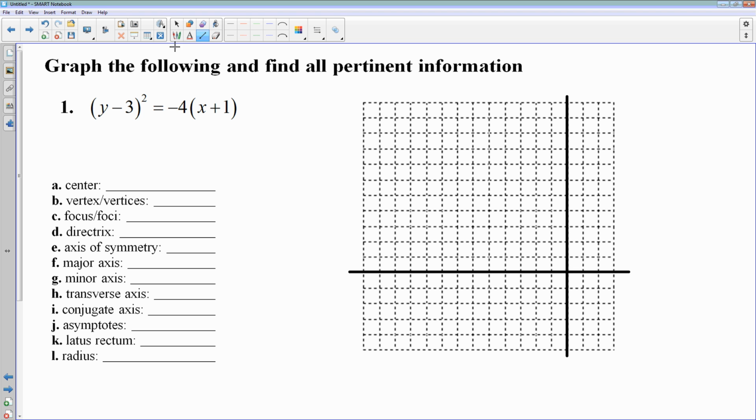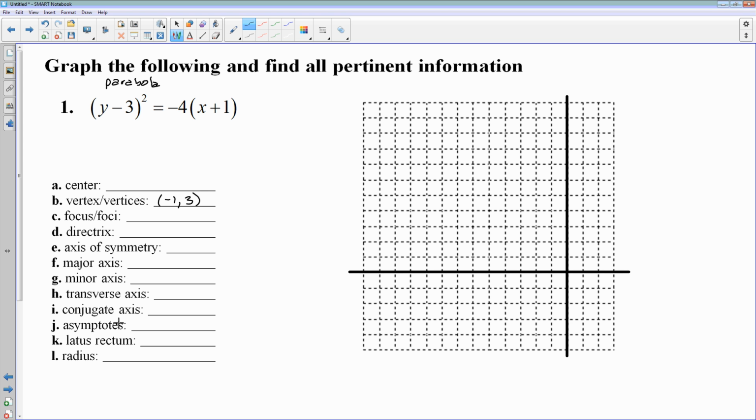So this one, number 1, first thing I'm going to do is identify that this is a parabola, P-A-R-A-B-O-L-A. And with a parabola, I start by finding the vertex. This vertex is going to be -1, 3. You change the signs, and with the x it's +1, so -1, and y -3 means the y coordinate is going to be 3.